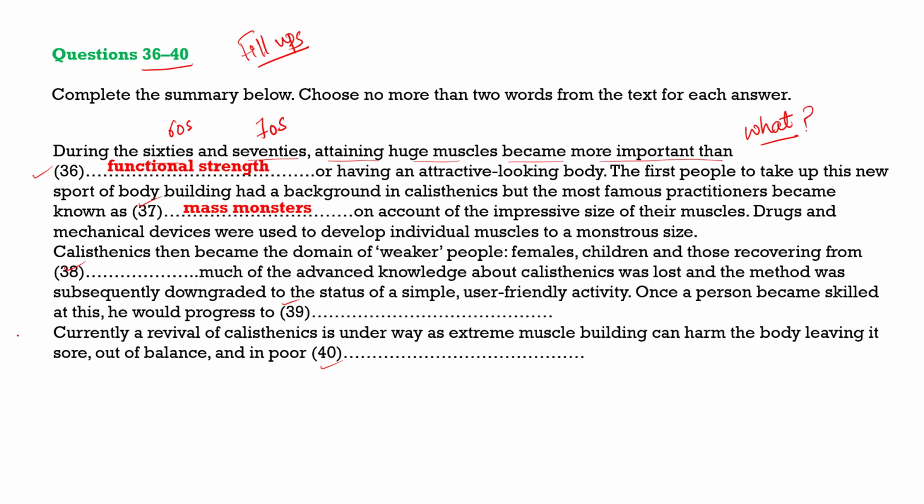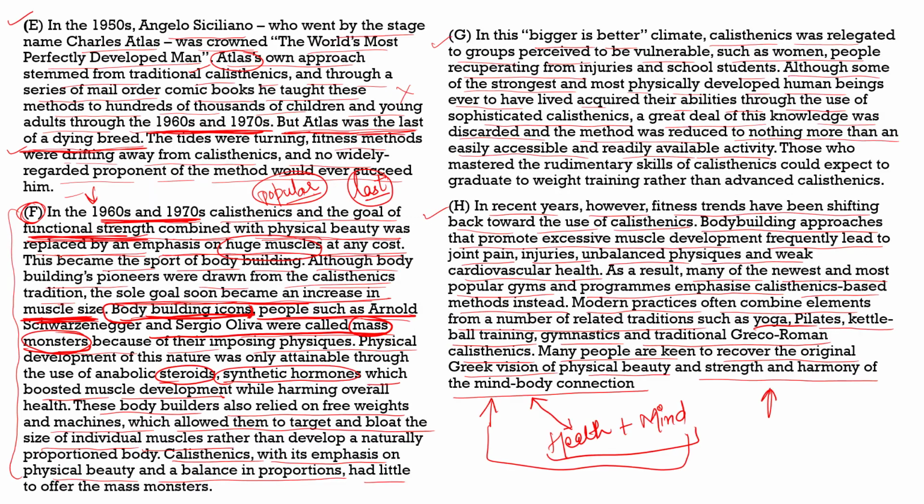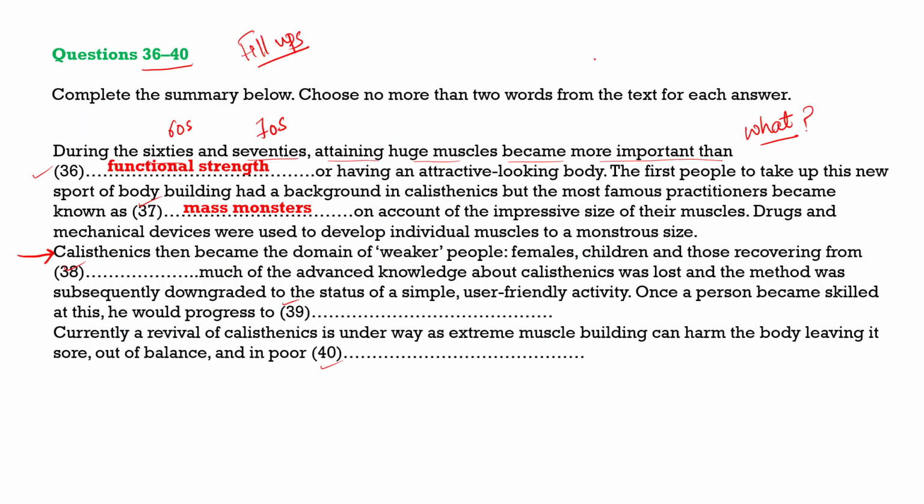Now let us read further. I am going to start reading from here. Calisthenics then became the domain of weaker people, females, children, and those recovering from blank. I think we clearly read about this term. Without looking at the paragraph, the answer has come to my mind now. Let us go and see what the answer is. Now students, it was paragraph number G in which we read about women, school students recuperating from injuries, right? So what is our answer? Our answer is injuries. Because reread the statement once again: calisthenics became the domain of weaker people, females, children, and what? Those recovering from. So what were they recovering from? They were recovering from injuries, right?